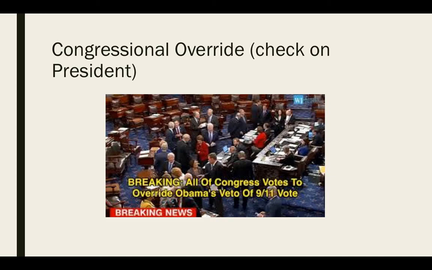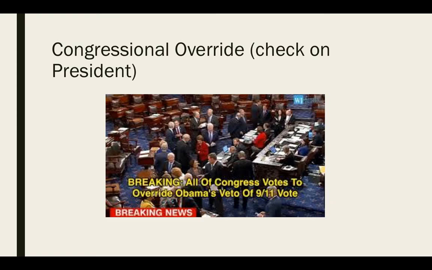And this is one of the checks that the Constitution has placed on the president. If you look at this, there was a bill when President Obama was president that he vetoed, and all members of Congress, all 535 members, if they were all present, voted to override this. So this was something that they thought was that important because they represent their constituents and that they knew that their people wanted this.